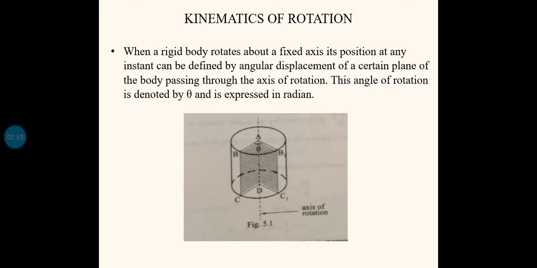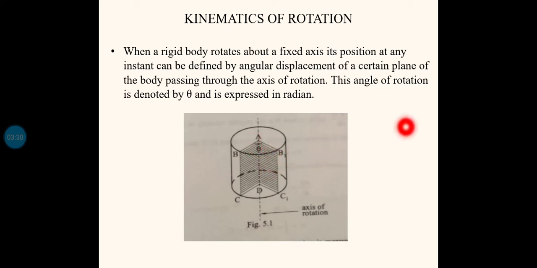Now when a rigid body rotates about a fixed axis, its position at any instant can be defined by angular displacement of a certain plane of the body passing through the axis of rotation. This is the three-dimensional case. You can see this is the axis of rotation. Rotation about a fixed axis I am talking about, and this line AD, that dotted line you can see at the center of this cylinder, is the axis of rotation, and a particle B is rotating about this axis, and it has covered a distance from B to B1 along this curved path in a time t.